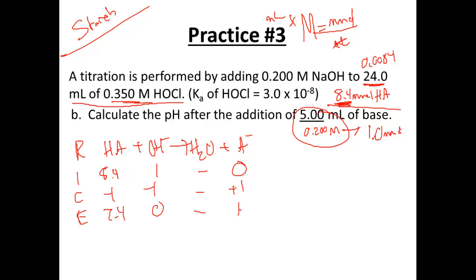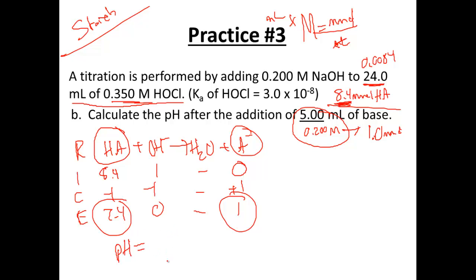And here's the kicker. This is why it's the greatest equation in the world. Whenever you have those two things present, you can just go right to that equation. So the equation is pH equals pKa plus the log of the base component, A-, over the acid component.